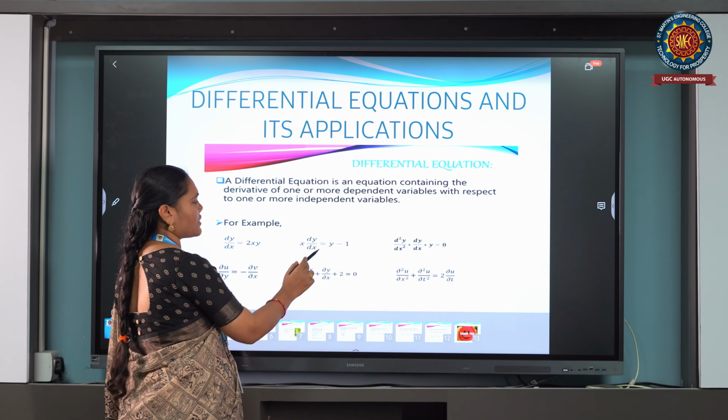Observe this example here. We have two or more independent variables. Here x and t are the two independent variables. That is why we can call this example a partial differential equation.